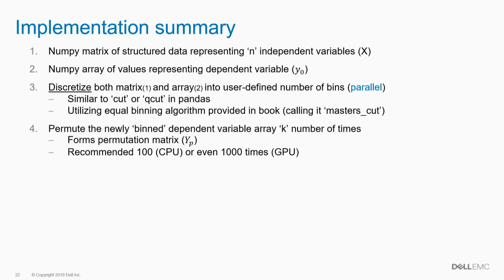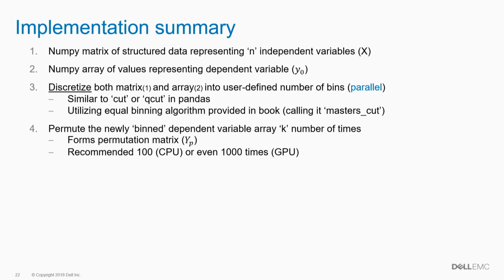Then I'm going to take that newly binned dependent variable and permute it k times. It's 100, or depending on the dimensionality, it could be up to 1,000. I'll be running all of my examples on CPU, so I've stuck with 100. But the idea of using Numba is that it can almost be a simple interchangeable parameter of target equals CPU or target equals GPU, and that code is completely convertible. I don't have that working quite yet, but it's definitely on the horizon.